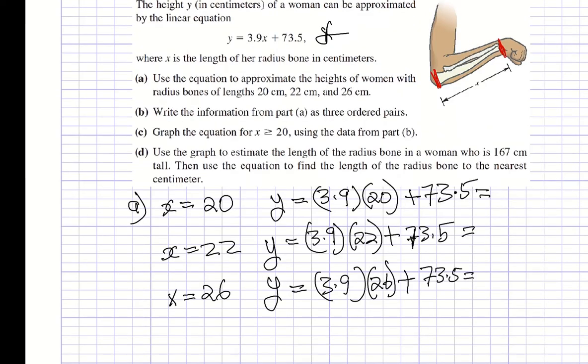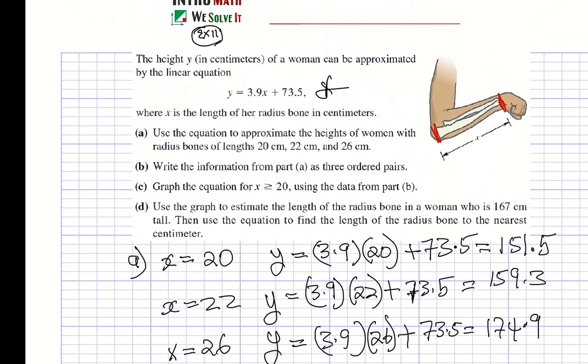Okay, when you do that, what you get is 151.5 for the first one. The second one is 159.3, the third one is 174.9. And then the problem wants you to write the information from part A as three ordered pairs.